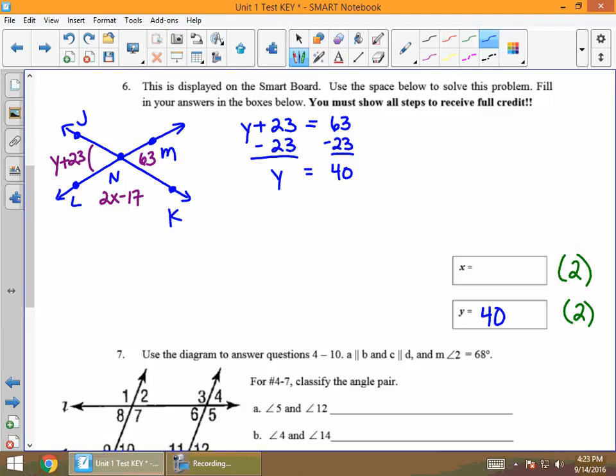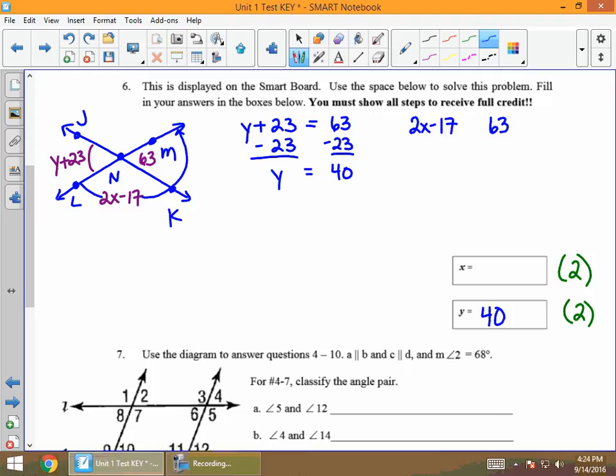How do I find x? Well, I look at the linear pair. If I look at angle LNM, that straight line has to be 180 degrees. All the way across has to be 180 degrees. So if you just kind of follow this angle here, this one right here, 2x minus 17 all the way around, that straight line is going to be 180 degrees. So I do have a linear pair. 2x minus 17. Its linear pair is 63.